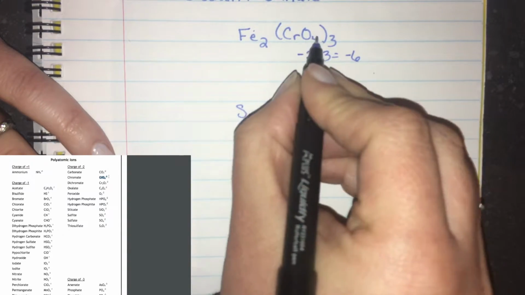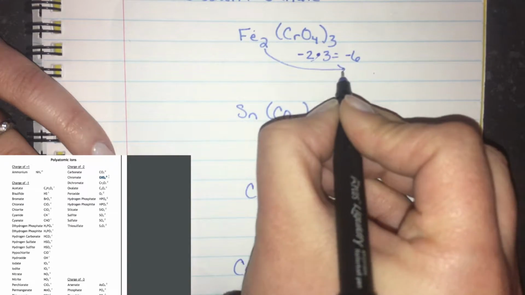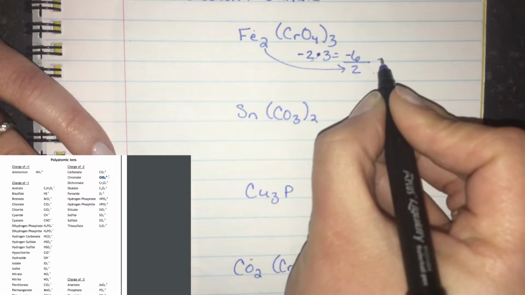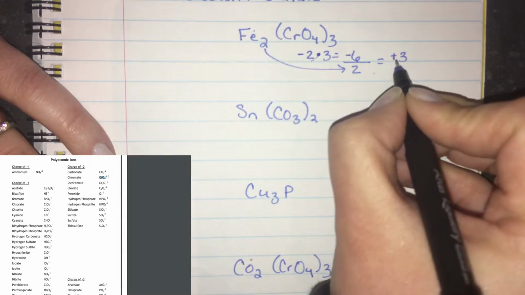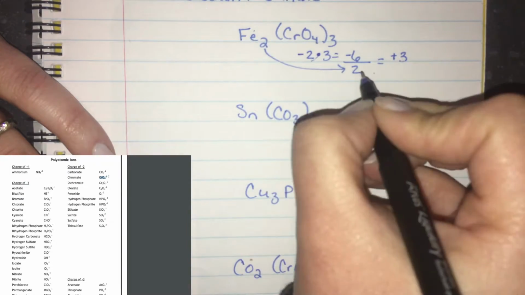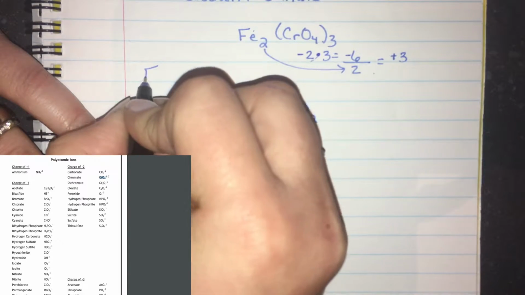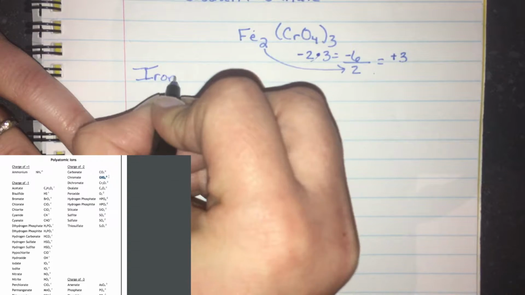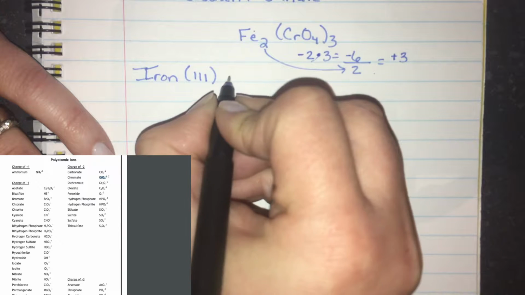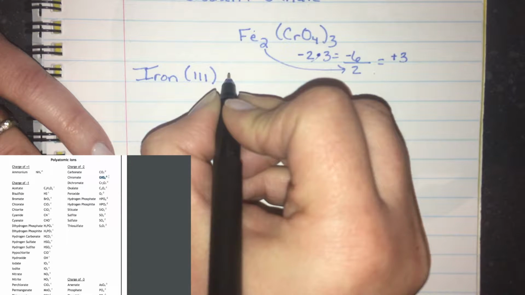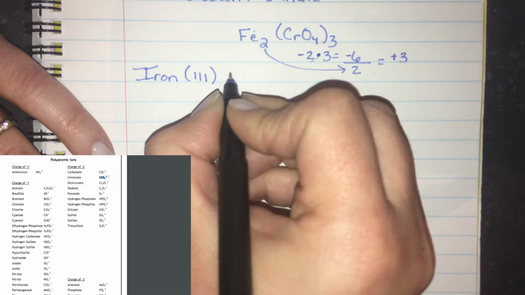So what I do is I find out what the net charge is. I take this number and divide it. So that means iron has to be a +3 charge. Yes, it'll be a -3, but since it's a cation, it's going to be a plus charge. So iron will be a +3 charge. So the name of it will be iron, Roman numeral 3, chromate.